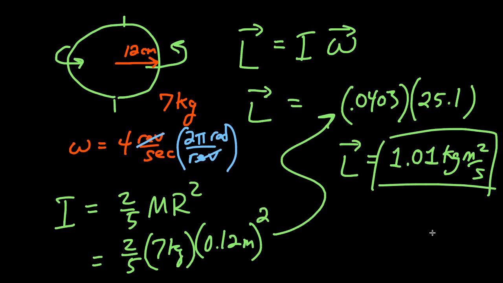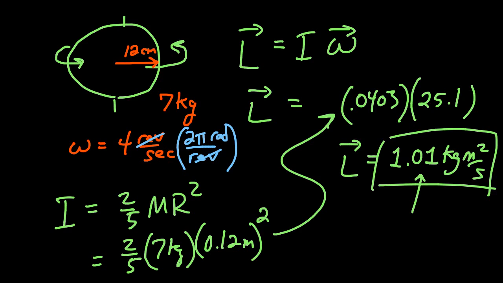So go find a bowling ball, give it a spin, and you will observe about 1 kilogram meter squared per second worth of angular momentum. The direction is counterclockwise. We could add a positive to that or use the right hand rule and thumbs up, so it'd be up on the diagram, either way. But I really just wanted to look at the magnitude of the angular momentum here.